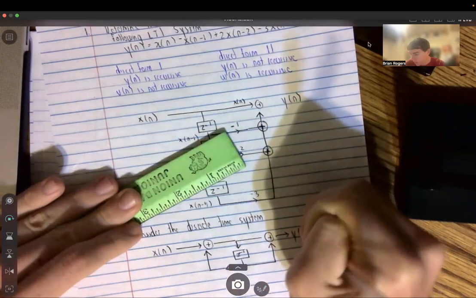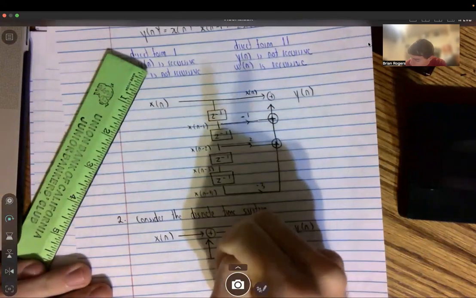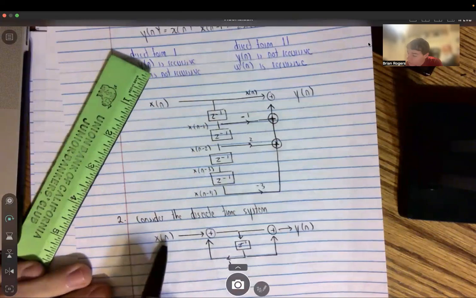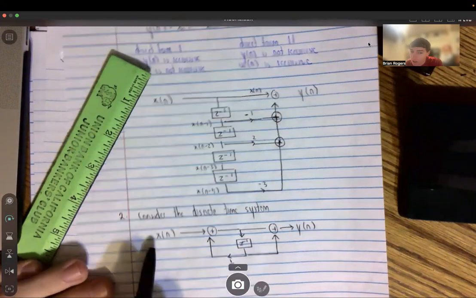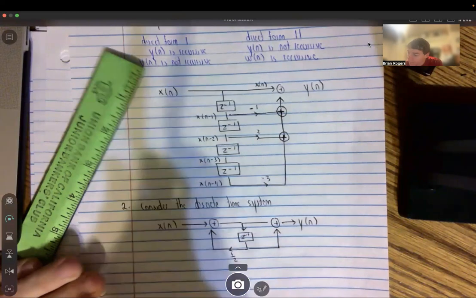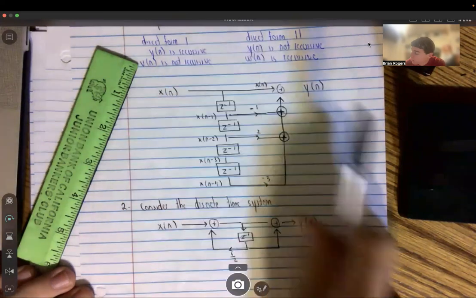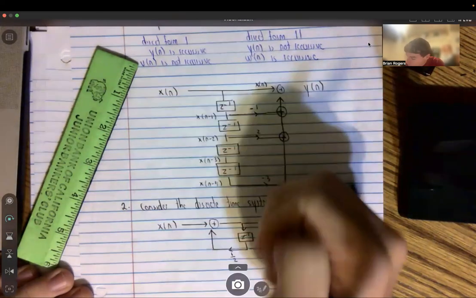And then our y of n at the output. So what we're going to see here is they gave us this discrete time system. And what we can tell is there's an input and an output. So what this is going to be at this point, notice that we're going to call the point right here.